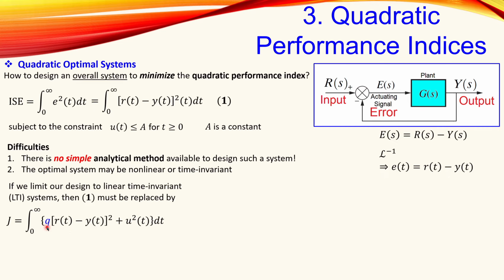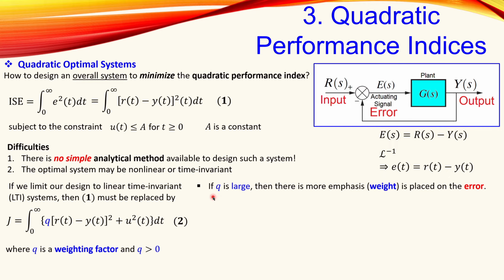So let's take the difference between the R and the Y, so the reference input and the output. Let's square that, give that a weighting factor Q, and also add to that the U as the actuating signal. So this instead of equation number 1, and then call that equation number 2. Now, Q is a weighting factor, it must be larger than 0, so it's positive.